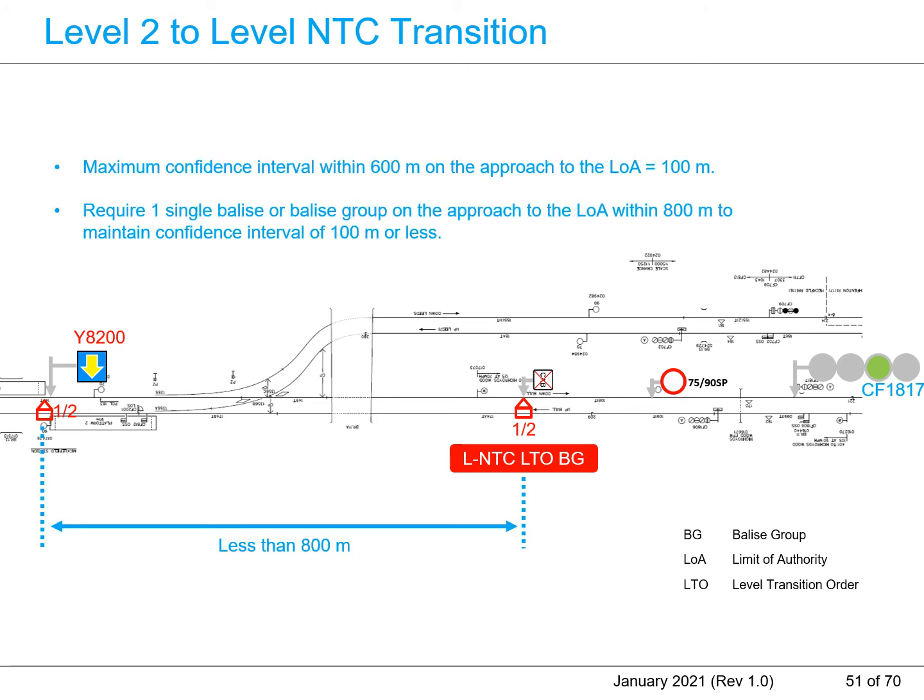The GB ETCS specification requires the confidence interval no greater than 100 meters, within the 600 meters distance on the approach to the LOA. To achieve the confidence interval of 100 meters or less, one single Balise or a Balise group will be required, within the 800 meters distance on the approach side of the LOA.